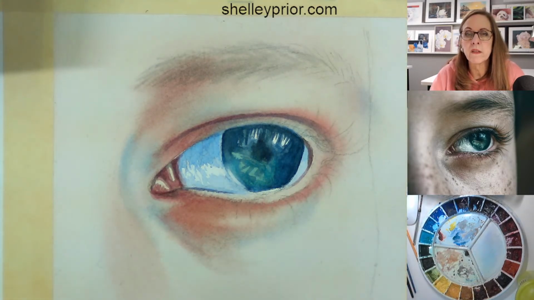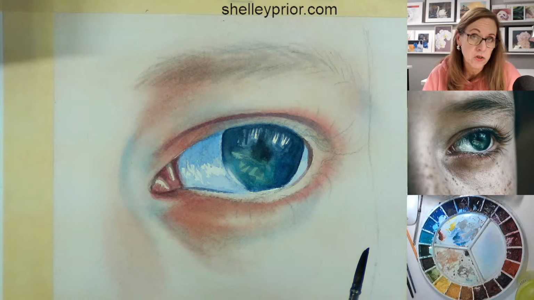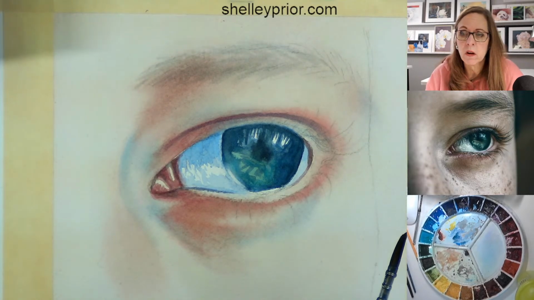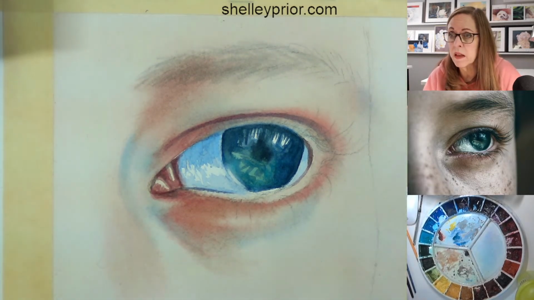So those light areas that we did at the beginning are starting to look lighter because we're making things darker. If you want to make something look lighter, you need to make something else look darker.